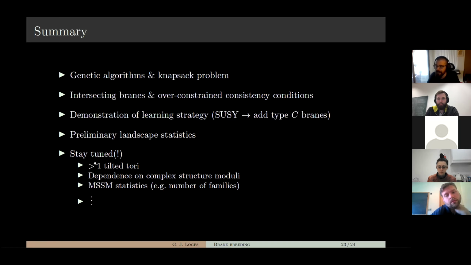In particular, you could ask what happens if you have more and more tilted tori. The conditions become a bit stronger, but maybe there's less bias or less suppression in your distributions. You can also ask, how does this change as your complex structure moduli become very large? And you can also, as I mentioned, include terms in your fitness function which bias your genetic algorithm towards MSSM-like solutions. So this is to appear.